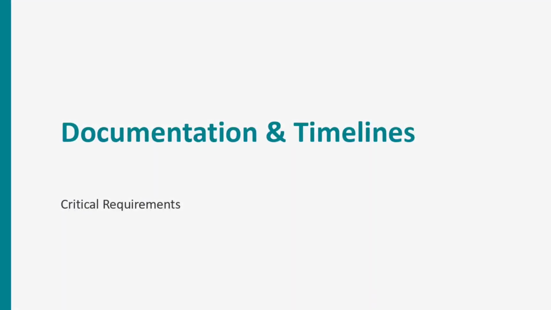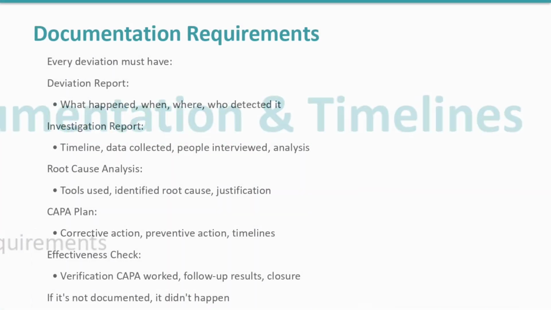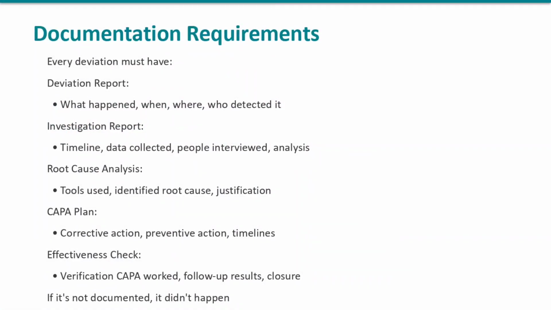Every deviation must have documentation. The deviation report includes description of what happened, when and where it occurred, who detected it, and immediate actions taken. The investigation report includes timeline of events, data collected, people interviewed, and analysis performed. The root cause analysis includes tools used like 5 Whys or Fishbone, identified root causes, and justification for conclusion.